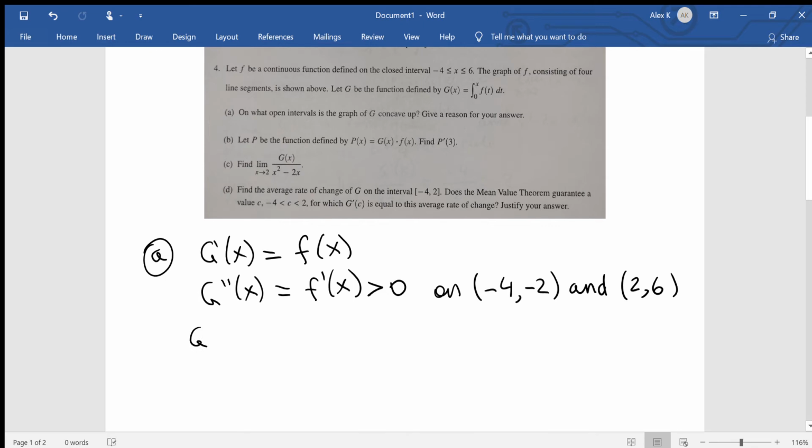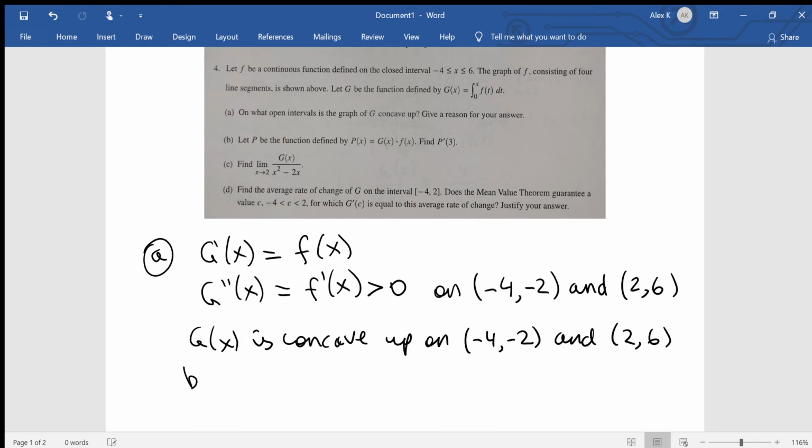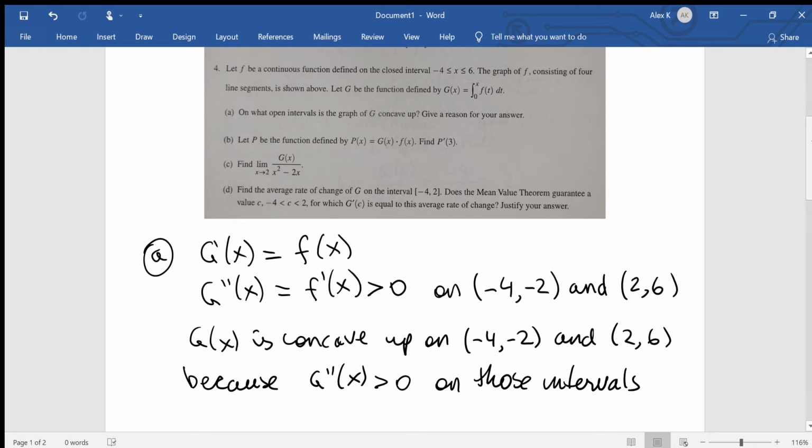So g of x is concave up on -4 to -2 and 2 to 6 because g double prime of x is, I'm sorry, I was going to write positive, because we do need to justify, so positive on those intervals. Okay, that's all for A.